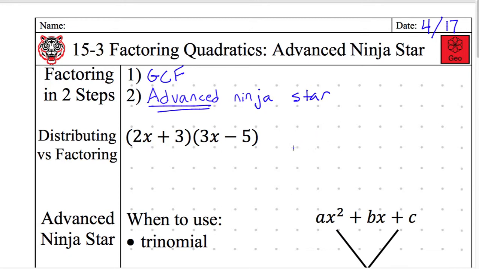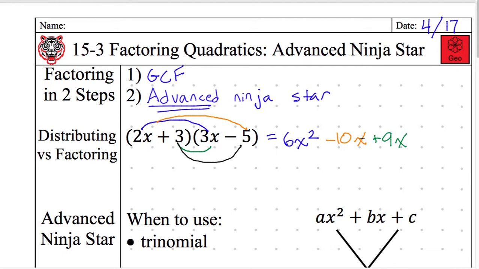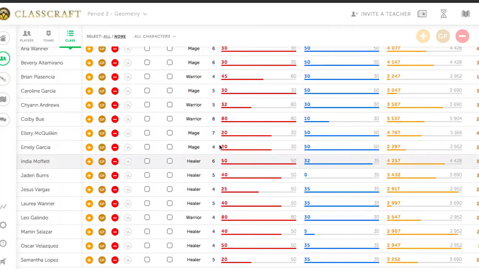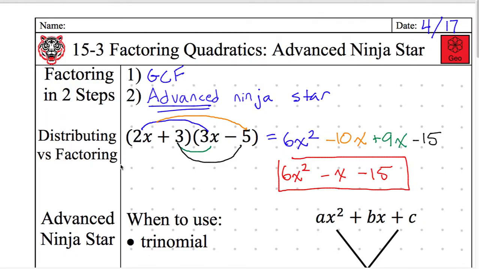I'm going to do FOIL and do 2x times 3x, which will get 6x squared. And then you're going to take the 2x and times it by negative 5, and you're going to get negative 10x. And then you're going to take the 3, and you're going to multiply it by 3x, negative 9x. You're going to multiply 3 by the negative 5 and get negative 15. You want me to simplify the equation as well? Yeah. Okay, so you're going to do 6x squared minus x minus 15. Thank you, India. And I now have India's card.